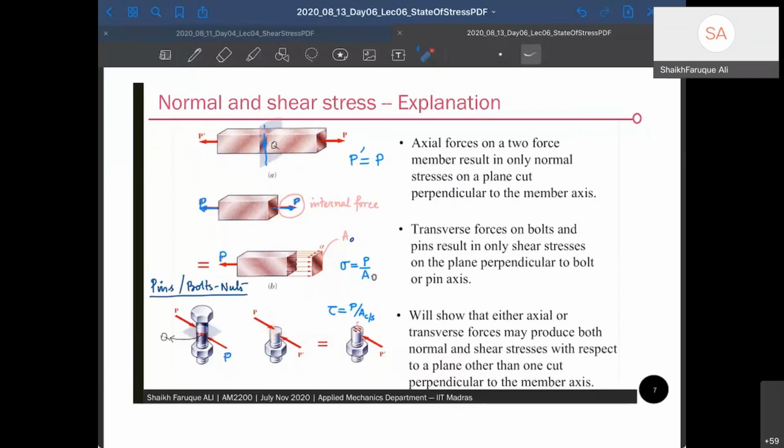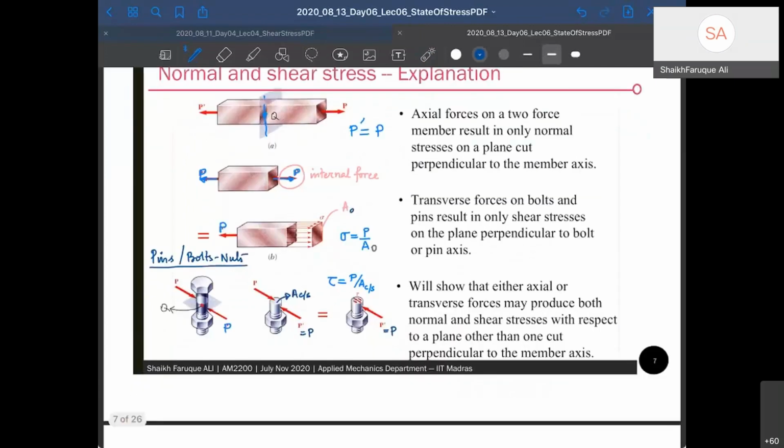If the area of cross section is A cross section, then your shear stress is P by A cross section, right? So this is going to be P. And we have seen some examples doing this.